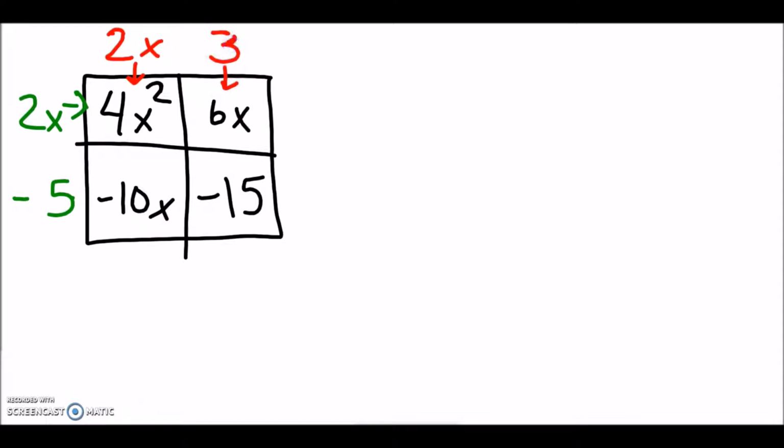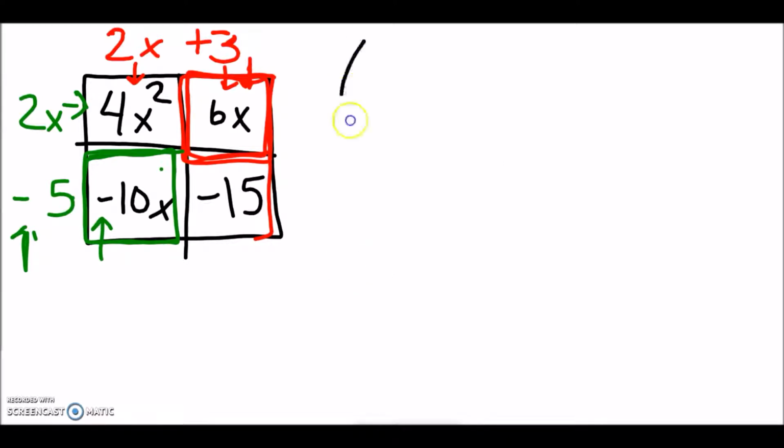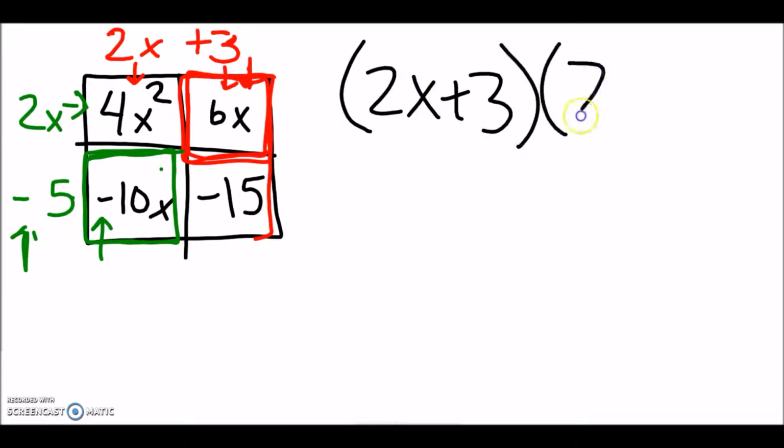3. Now, I also have a note. The right column, the sign of our red box, our 6x is positive, so my 3 must be positive. These have to have the same sign. And my bottom left box and my GCF for the bottom row have to have the same sign, and they do. They're both negative. So now that we've done that, step 7 says our answers come from the outside. So on top I have 2x plus 3. On the left I have 2x minus 5, and I have factored 4x squared minus 4x minus 15.